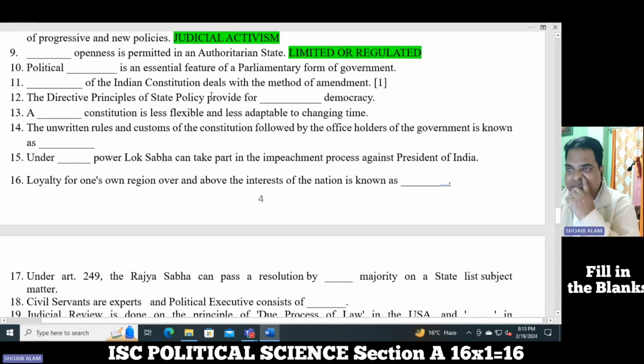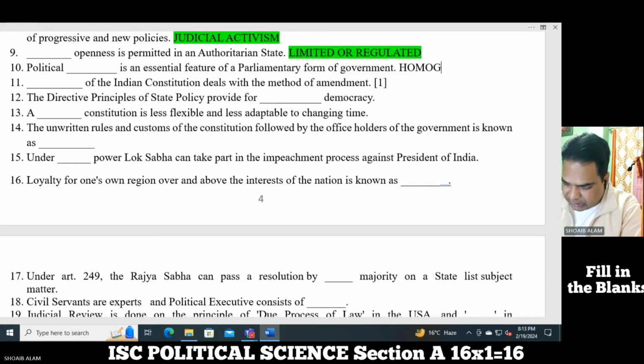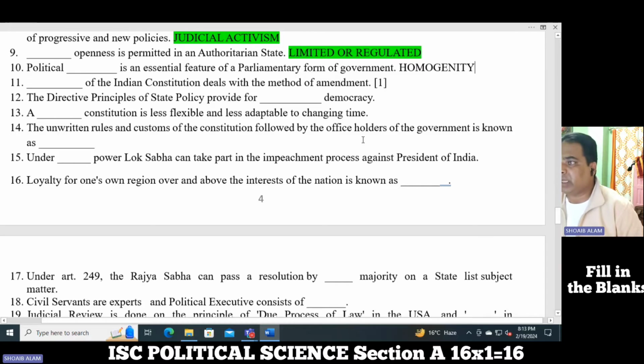Now, political dash is an essential feature of parliamentary form of government. Political dash is an essential feature, so it will be H, dash feature of, HOMOGENITY. So this is the correct one. HOMOGENITY. So let me highlight it with green. So let me check.